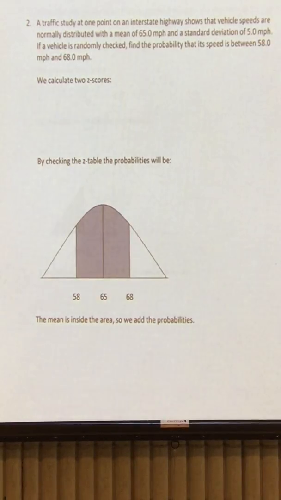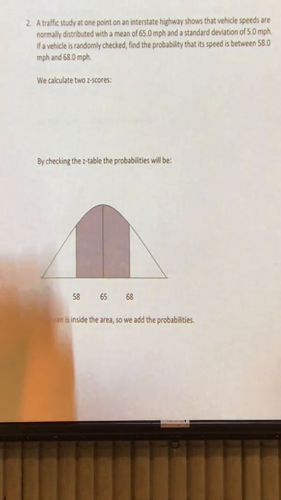We will continue with the exercises for chapter 7. Already we cover problem number 1. So the next step is to cover problem number 2. For this problem, you look for the probability, the speed to be between 58 and 68 miles per hour. So we have to calculate two z-scores.